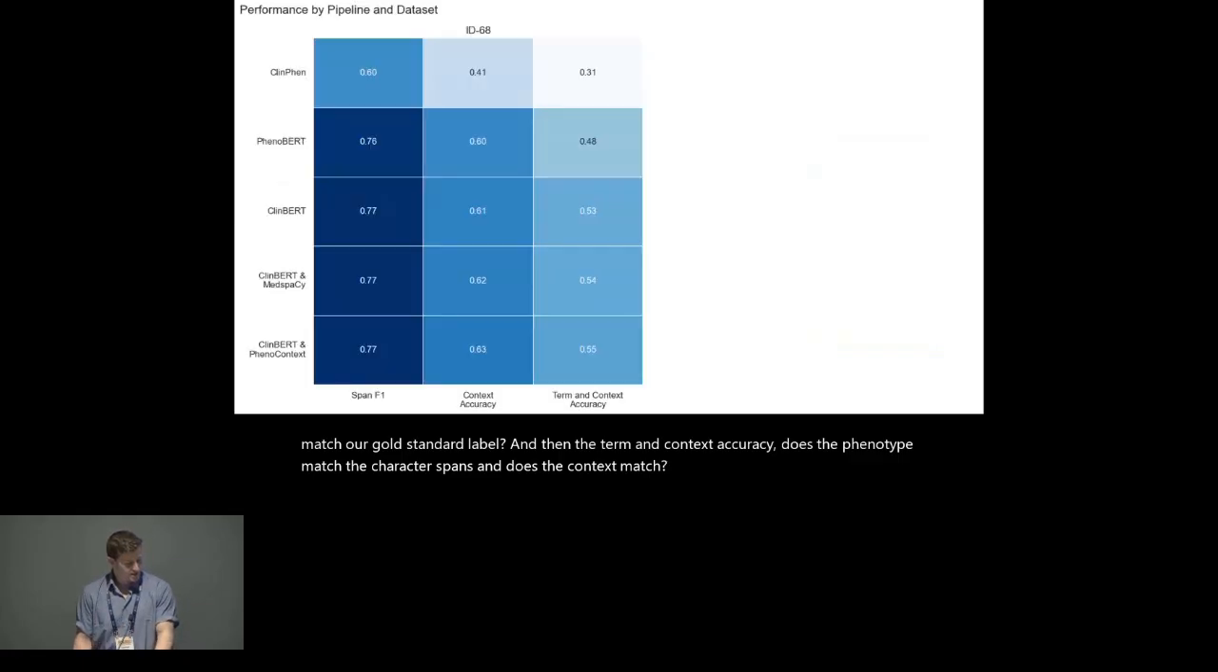So here are the results for the ID68 data set. That third line is ClinBERT, and we see that it's better across the board than ClinPhen and PhenoBERT. So that'll be our baseline model. But we also see that adding in the context attributes from either MedSpaCy or PhenoContext doesn't help performance at all on this data set. But that's not surprising because, again, 90% of these phenotypes are related to the patient. There's just not any diversity.